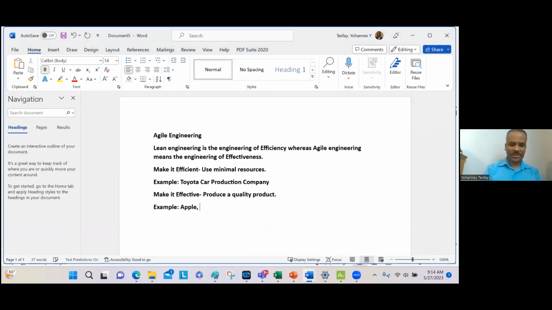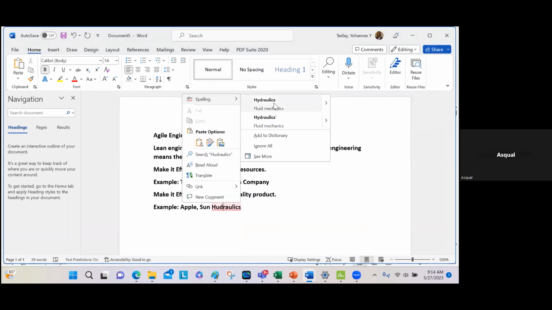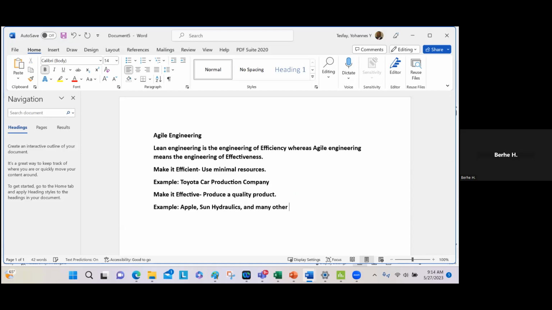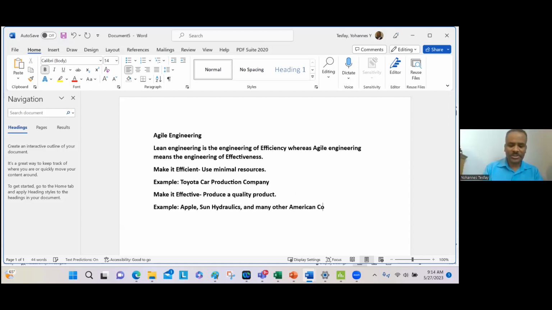Our company, Sun for example, Sun Hydraulics, is also agile. Hydraulics is agile. Okay, what are the products? If you produce them and you see, if you have the production, the customers take them immediately. You see, yeah, there are many strategies here. Actually I don't want to give you like Sun Hydraulics or whatever. Most American companies, and many other American companies, are agile.